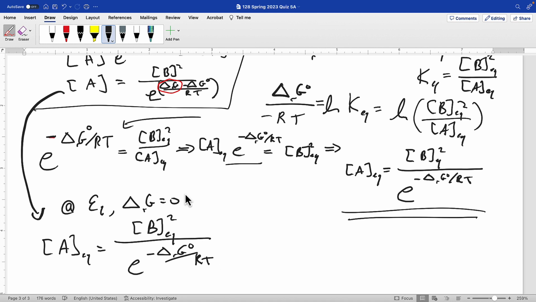It's just that this second method is a lot faster, because we went immediately to saying we're looking at the equilibrium concentration, so we can use K instead of Q. That's the end of the key for quiz 5.